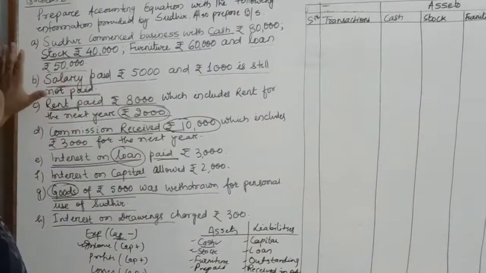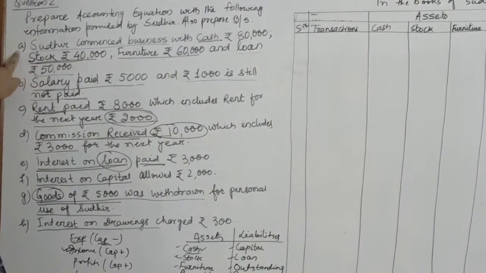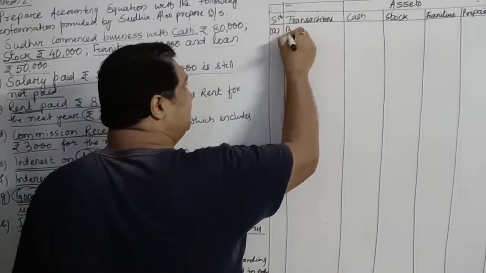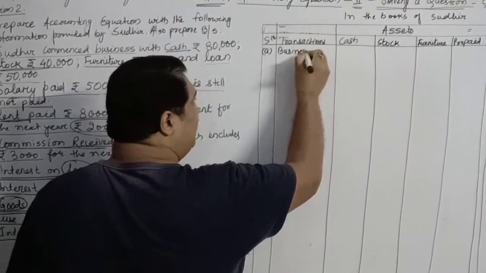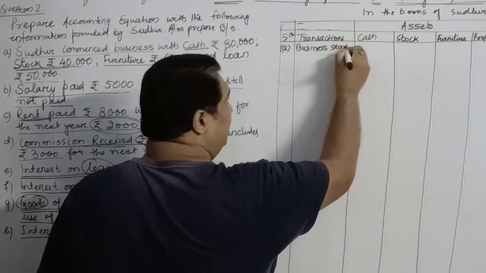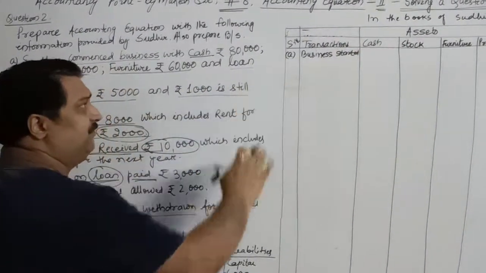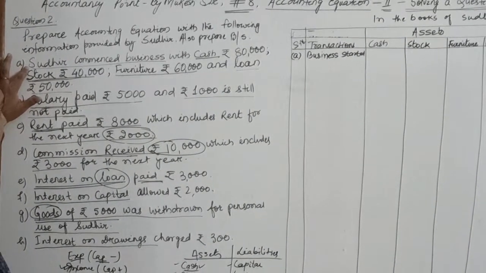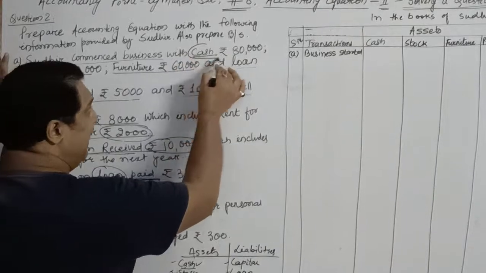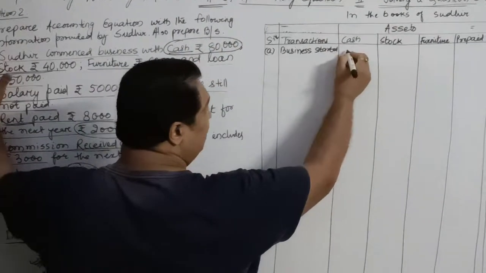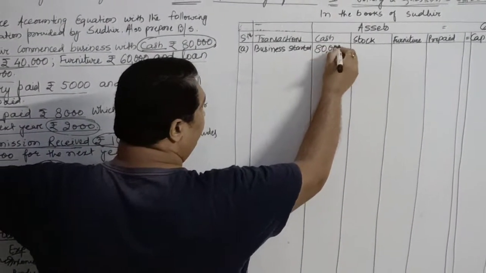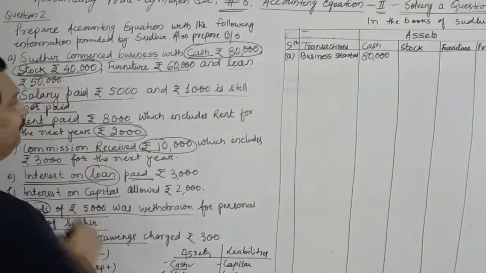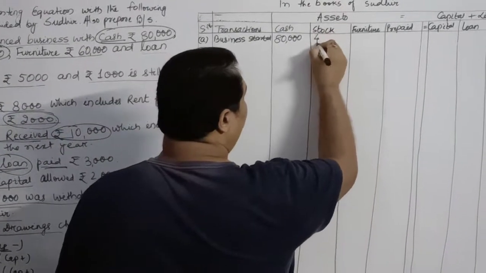Now we will begin with our preparation. What is my first transaction? My first transaction is business started. We are not going to write everything in detail. It's just a small brief description which we will write about the transaction. Business is started with what all things? Cash, rupees 80,000. So in the cash I will write 80,000. What else? Stock, rupees 40,000. So in the stock I will write 40,000.